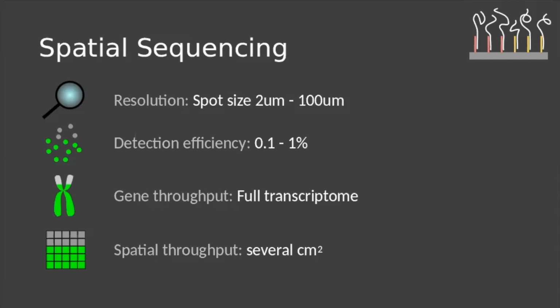Also great is that it's based on sequencing, and sequencing just works. FISH, like I said, with the microscopy can still be a little bit tricky, but Illumina sequencing is a pretty solid technique, so you can just sequence, which is nice. The spatial throughput is great. You can do several square centimeters. It depends a bit on how much money you want to spend on the sequencing, but in principle, this method could scale very nicely to large areas, provided that you want to pay for the sequencing.